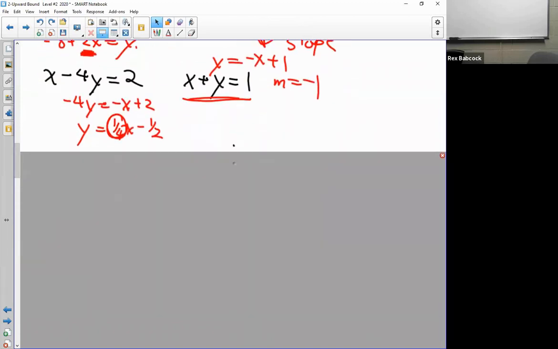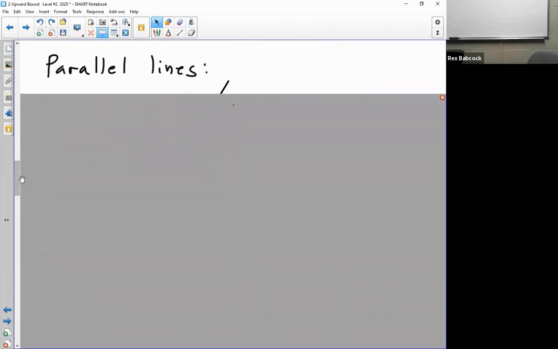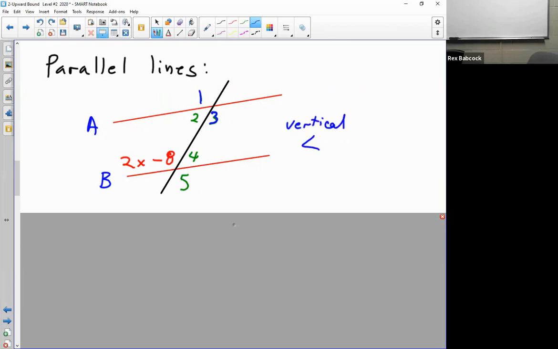Okay, let's look at the next item on the list. Let's look at some parallel lines and some questions that might be asked and some properties of parallel lines. When you look at angles, 1 and 3 are called vertical angles, and they're always congruent. They always have the same measure. 1 is an exterior angle, and 3 is an interior angle.